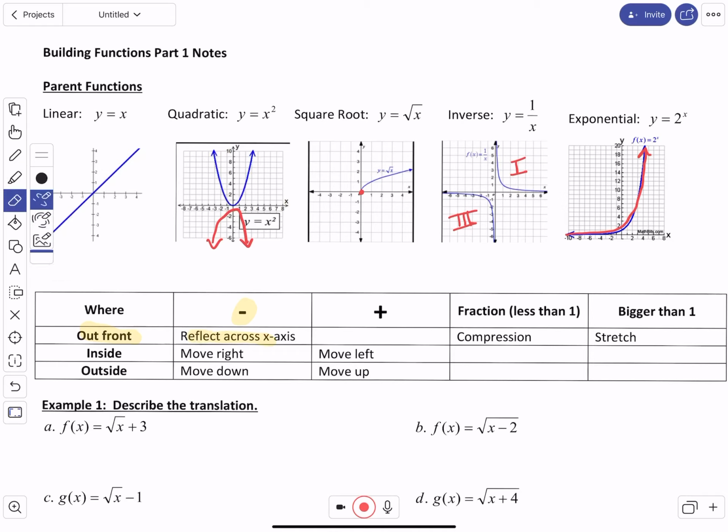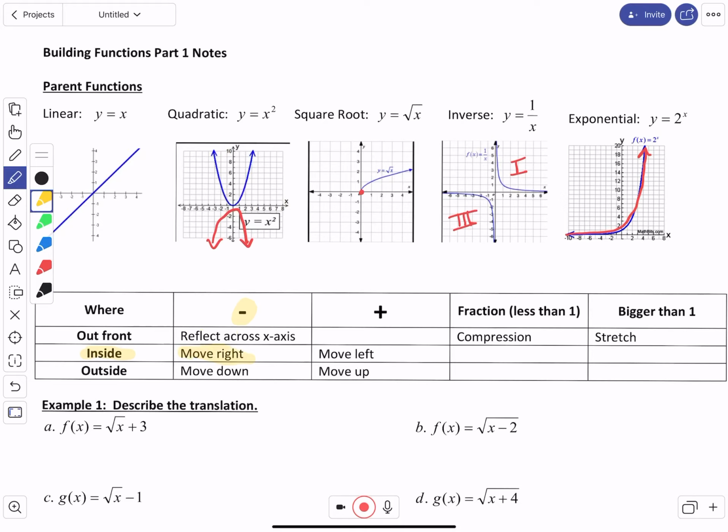All right. Let me make that a little bit bigger. Okay. So if you have a negative that is inside, so if it's minus 3, then it's going to go 3 units to the right, for example. Okay, 3 units to the right.